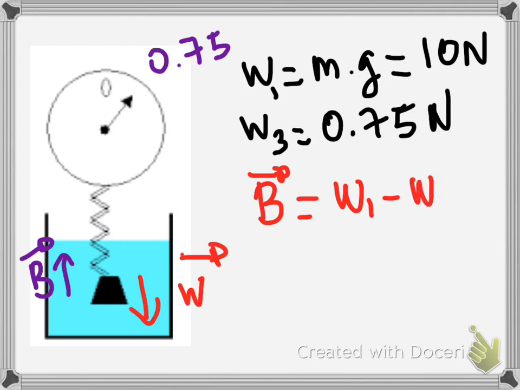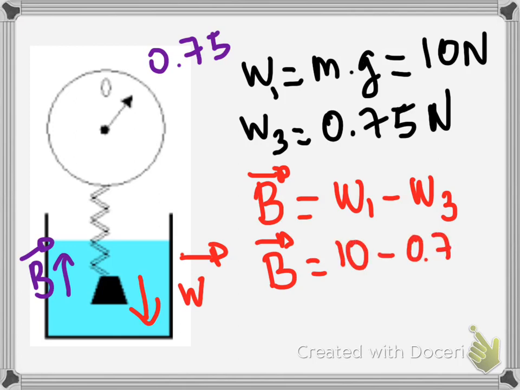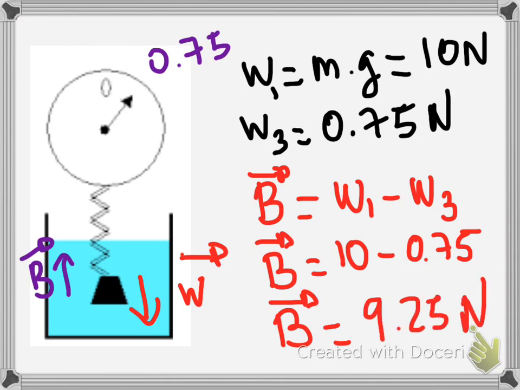If you remember what we did last time, the buoyancy will be the difference between the first weight and the third weight in this case. So if we write down the numbers, it's going to be the same as 10 minus 0.75. So the buoyancy in this third experiment will be the same as 9.25 newtons, right?